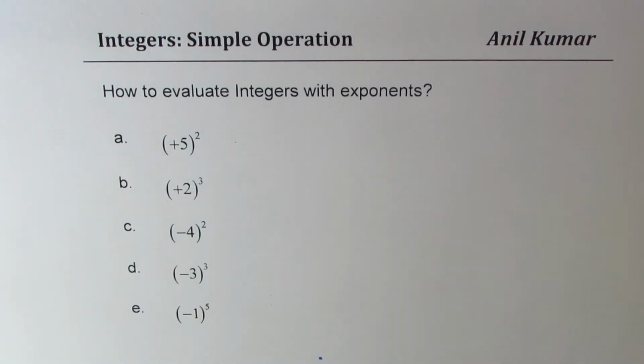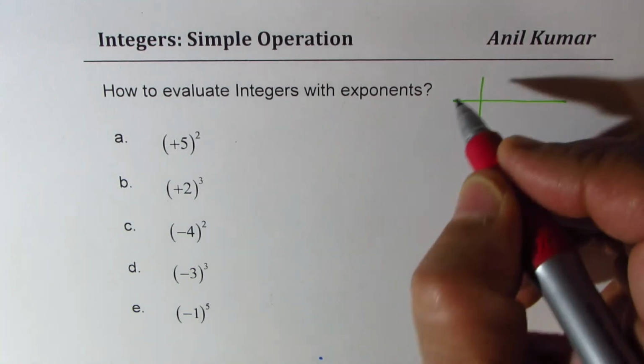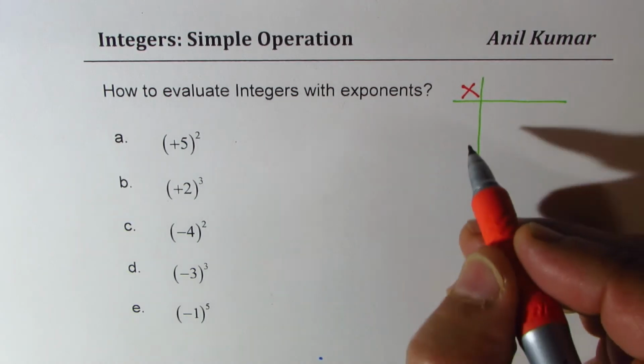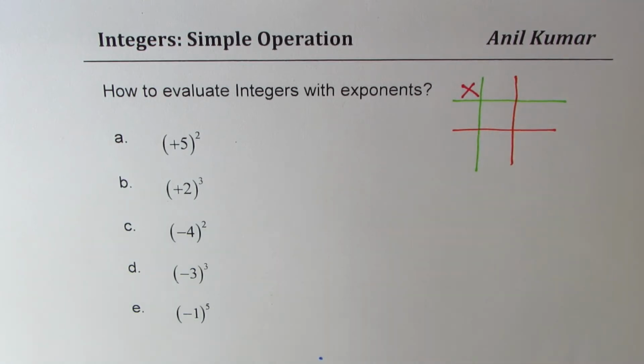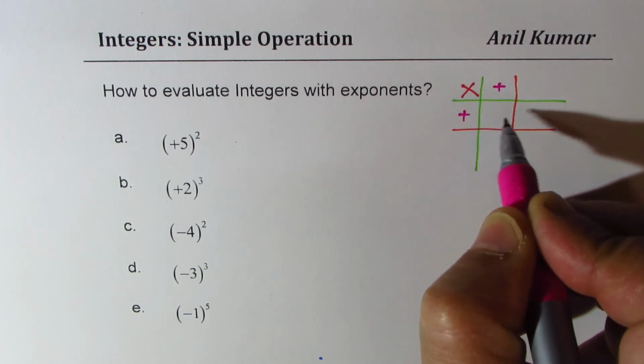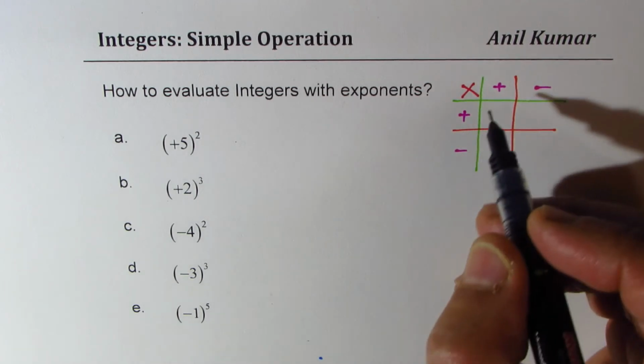In this video, we will learn how to evaluate integers with exponents. 5 examples are there: plus 5 square, plus 2 cube, minus 4 square, minus 3 cube, and minus 1 to the power of 5. So we'll apply the same rules which we have learned for multiplication, right? So in multiplication, you learn that if we have same signs, then the answer is positive, correct? So if you are multiplying positive number with positive, we get positive, but if we do with negative, we get negative. So this is a good table to remember.